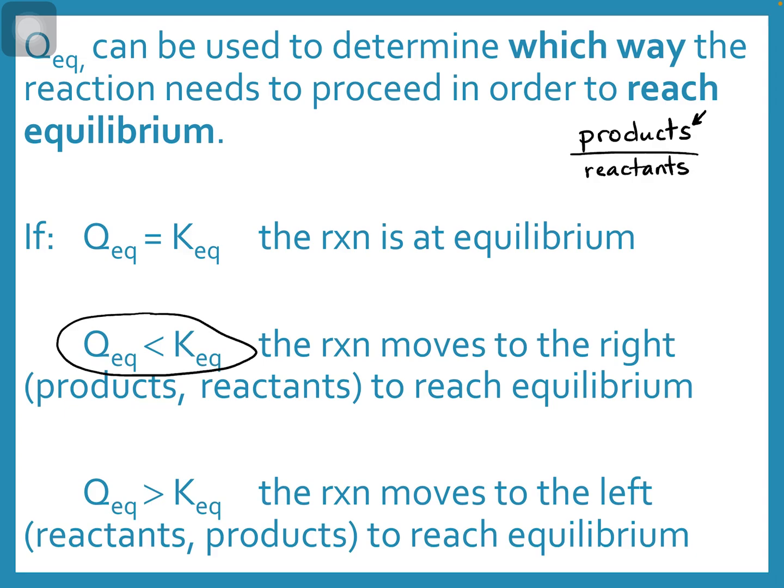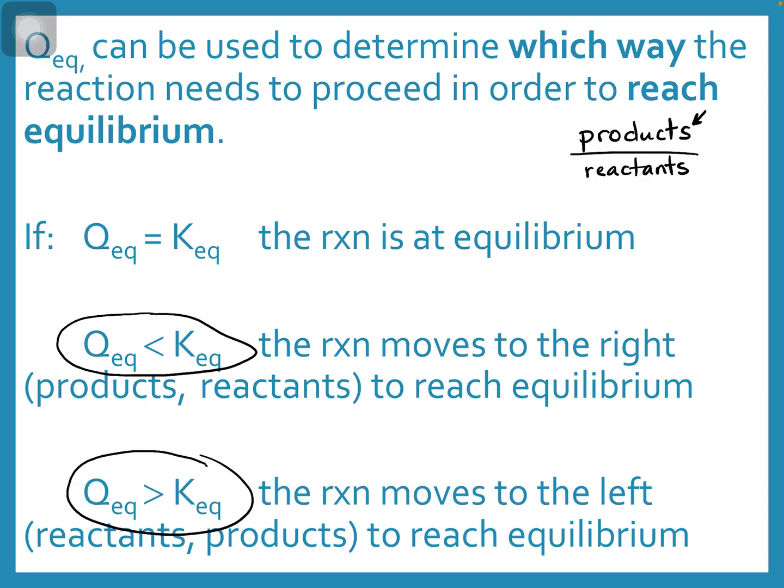Remember, both the forward and the reverse reactions are always happening. What we're really looking at here is the overall change. Although we will have both products and reactants being made, until we reach equilibrium, we are going to have more products made than reactants. So we're going to say that this reaction needs to shift to the right. More products need to get made to get to equilibrium.